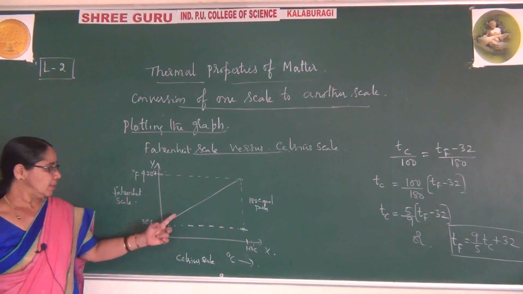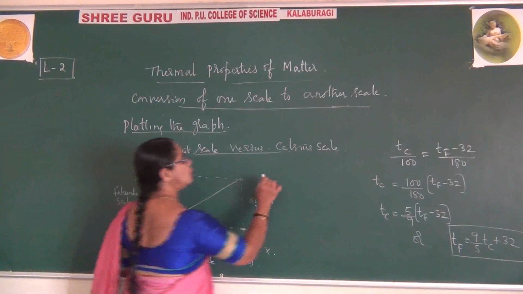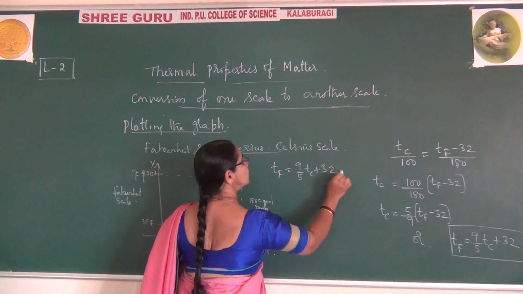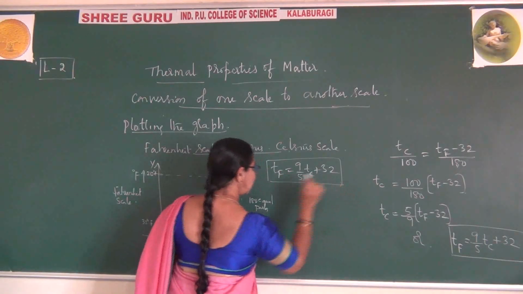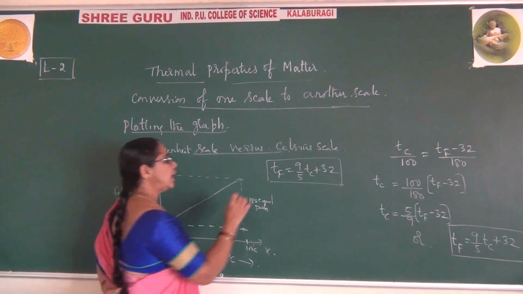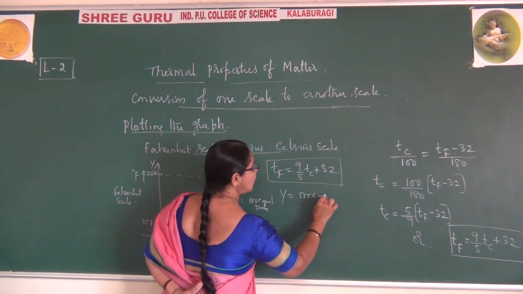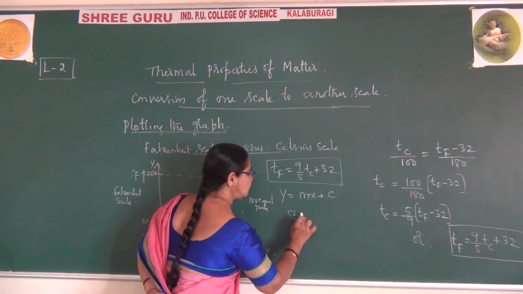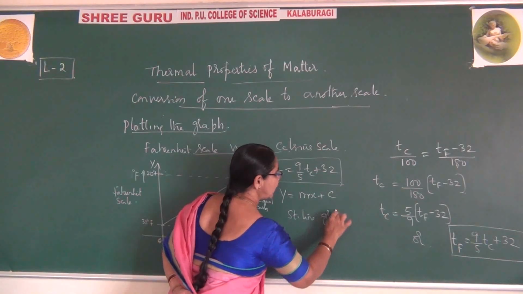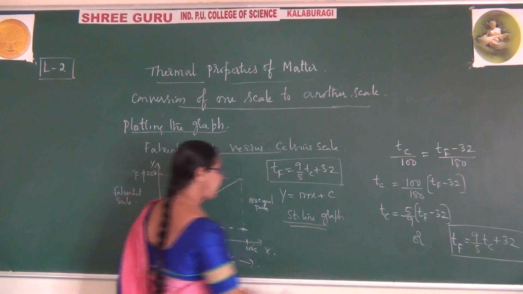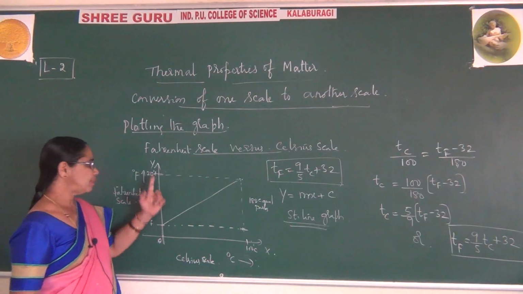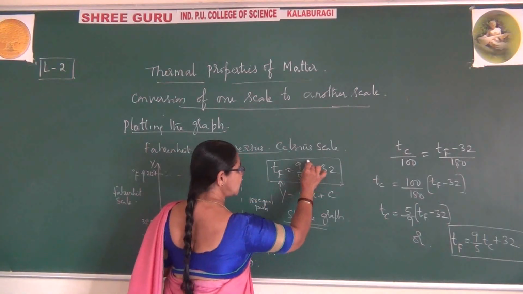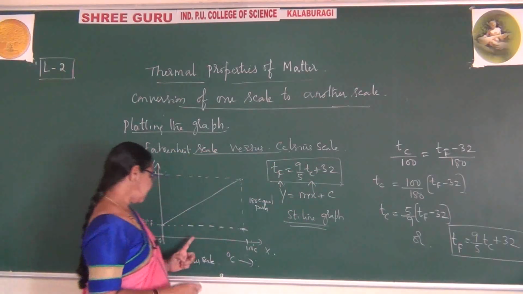And here remember, from this, what do you observe? Let me show you the formula. TF is equal to 9 by 5 TC plus 32. So what else does the formula explain? Remember, this formula is similar to an equation like y is equal to mx plus c. It explains a straight line graph. We have got the straight line here, and the y-axis is the temperature on the Fahrenheit scale, and the x-axis is the temperature on the Celsius scale.